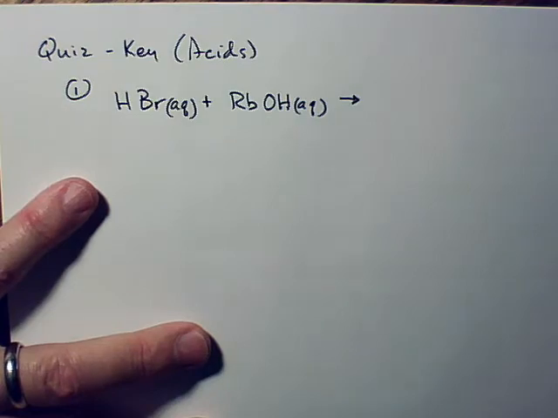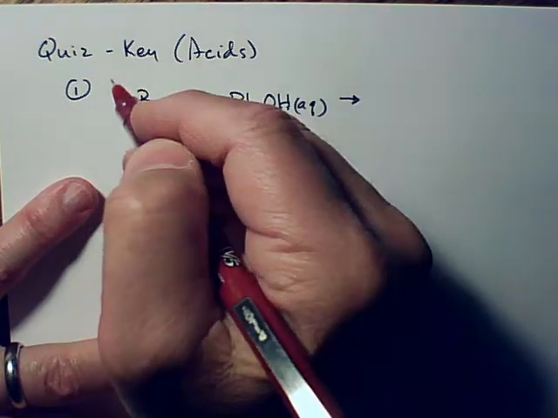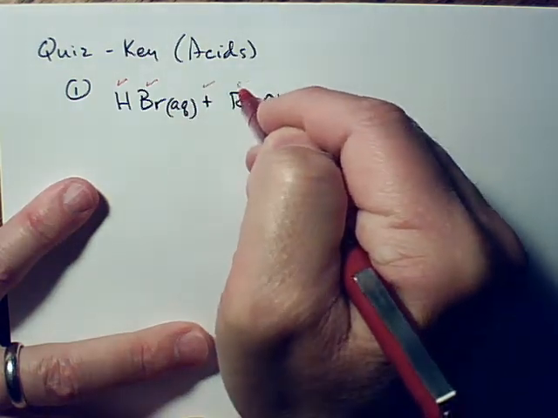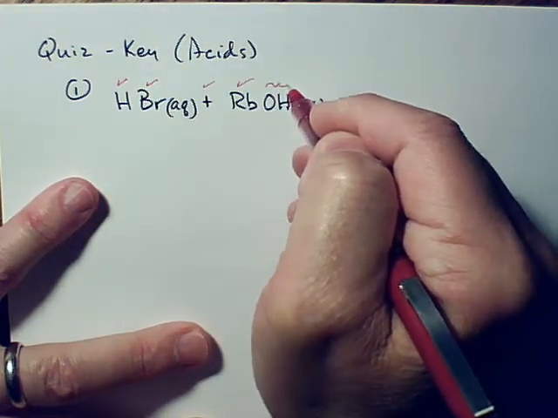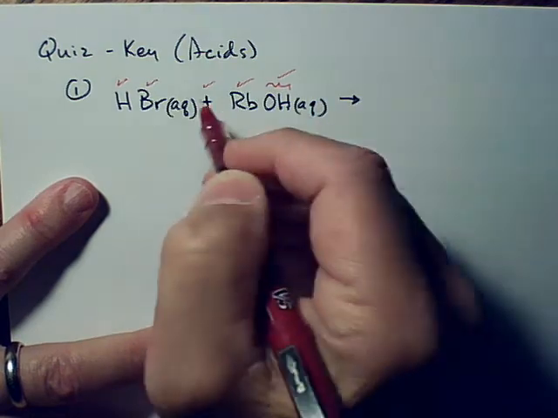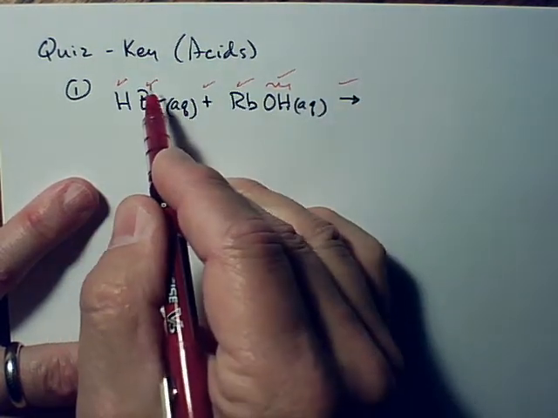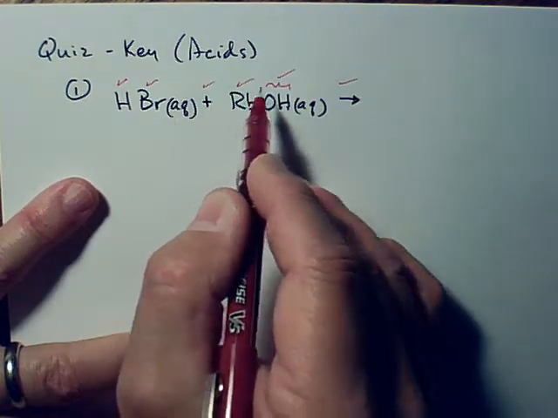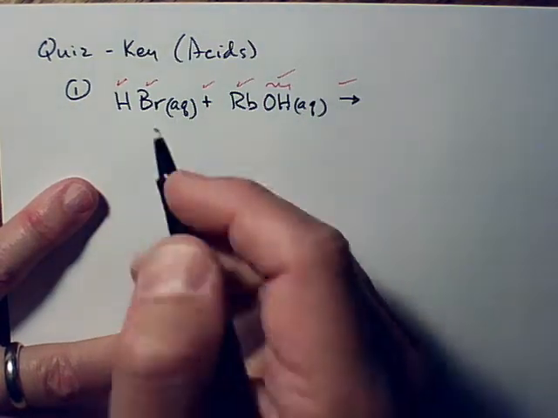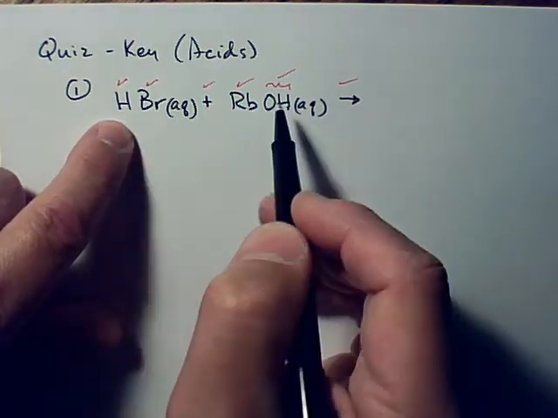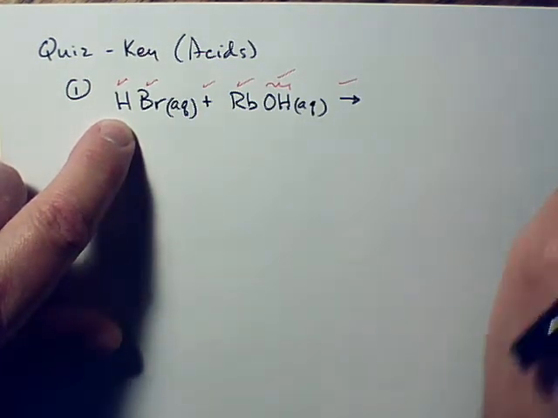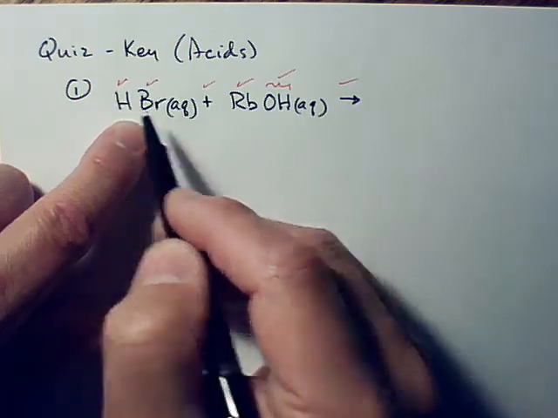Okay? All right. So 1 H, 1 Br plus 1 Rb and 1 hydroxide, and then the arrow. That's what we got points for so far. 1, 2, 3, 4. Yep. All right. Then an acid-base reaction for Arrhenius acid bases, and these are Arrhenius acid bases.